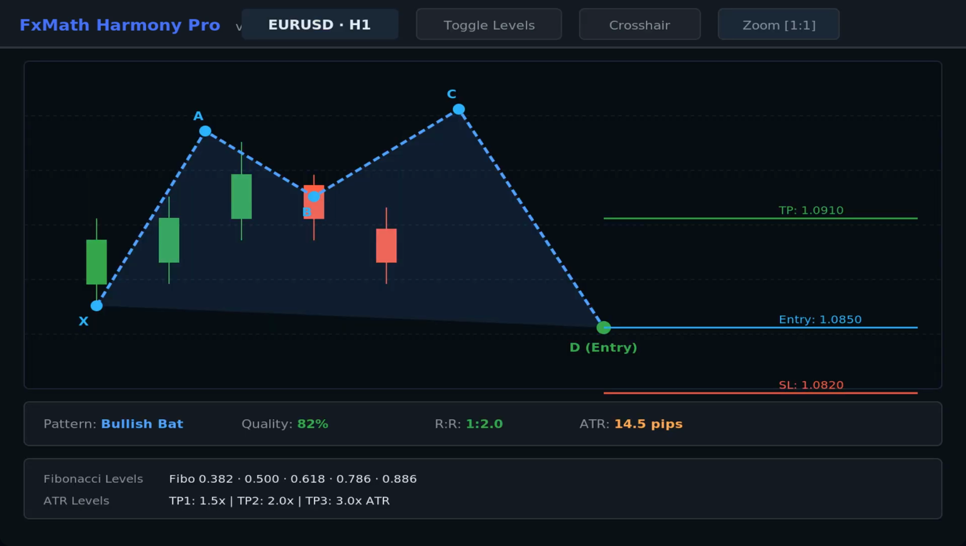The chart modal is your analysis hub. The candlestick chart shows the pattern with labeled X, A, B, C, D legs, harmonic wing shading, and entry, SL, TP lines. You can zoom in and out, hover for price data, and use the crosshair to measure distances. Click Toggle Levels to switch between standard Fibonacci levels and ATR-based volatility levels. ATR levels adapt to current market conditions with tighter stops in low volatility and wider stops in high volatility.